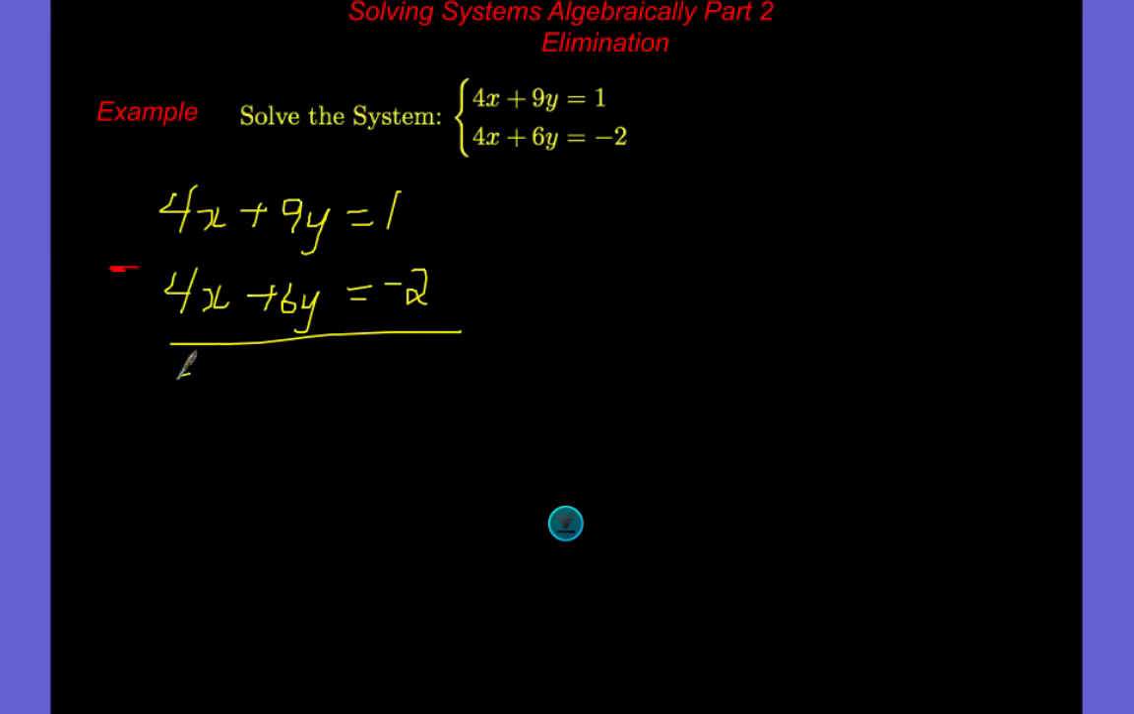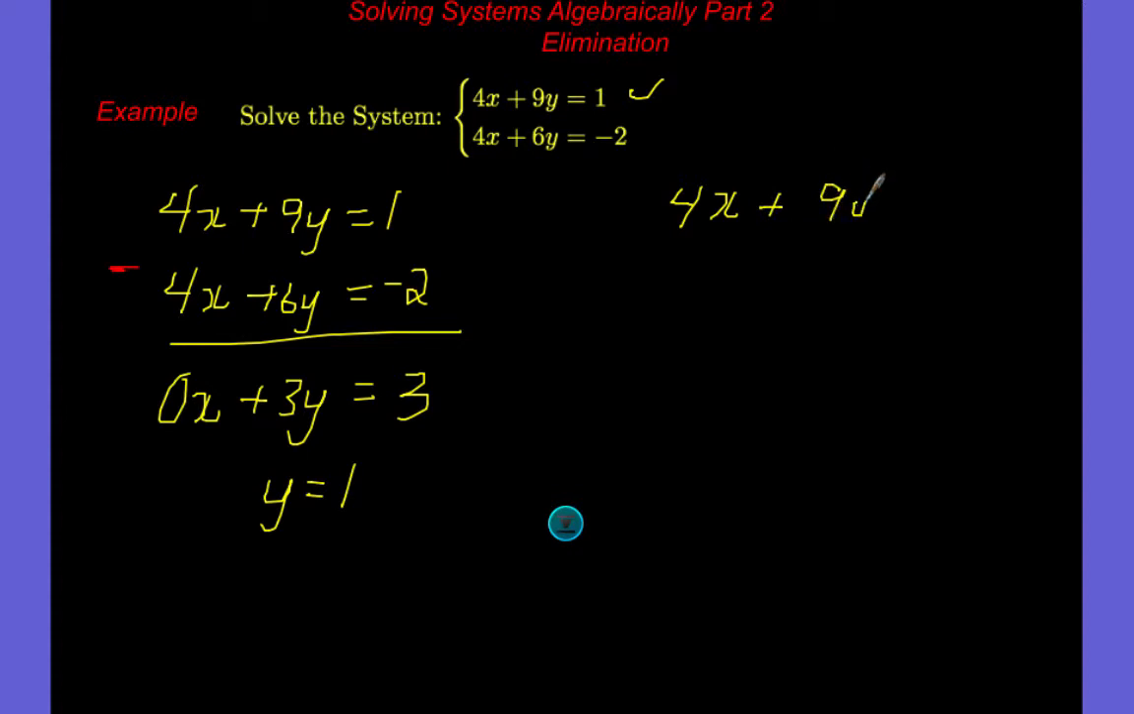And what we have is 4x minus 4x is 0x's. 9y minus 6y is 3y. And 1 minus negative 2 becomes 3. So in this case, we have y is going to be equal to 1. Now I've solved for y. I'm going to pick this first equation and write that again.